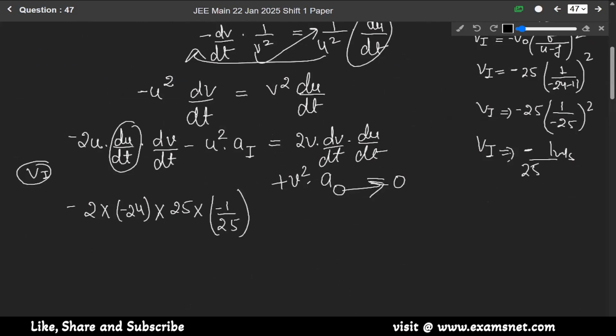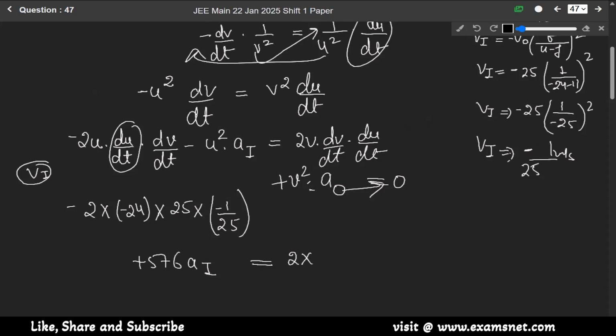u square. U is 24, minus of u square means plus 576 ai. So it will be equals to 2 into v into dv over dt. dv over dt means ai, dv over dt is ai basically. Okay. U square means 24 square into ai equals to, this will become 0.